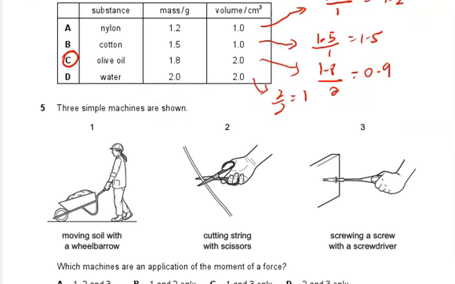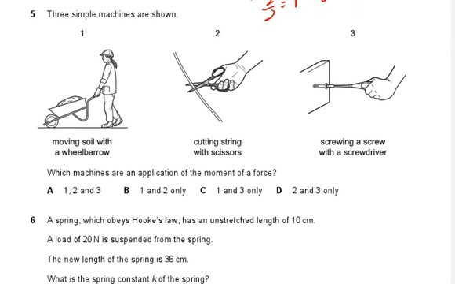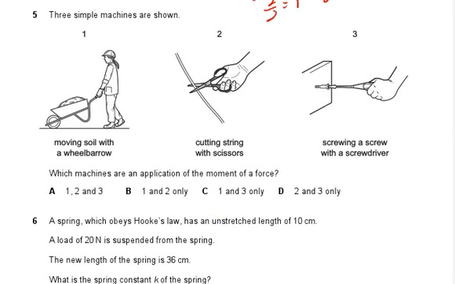Okay, now we move on with question number 5 here. Three simple machines are shown. We say we have 1, 2, and 3. Which machine is an application of the moment of force? So moment of force, please remember the formula. We have force times distance, and this must be perpendicular.